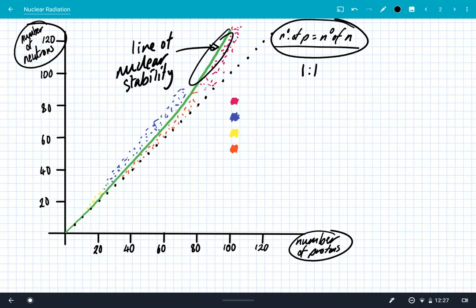There are other nuclei though. The green ones are the stable ones. The ones that lie on that green line are stable. But you've got all these other ones which I've drawn as little dots. These represent different isotopes of different elements.